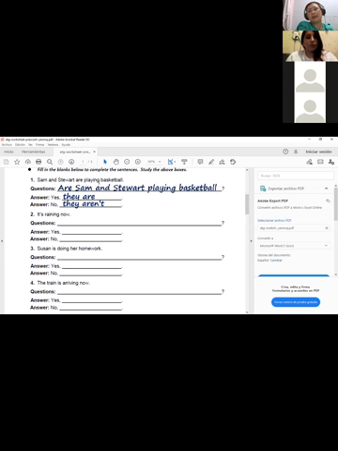Dejamos, ¿verdad? Un ratito de lado las WH questions. Ya dijimos que las WH questions son para pedir más información, pero también debemos saber que usamos el presente continuo con preguntas que no son WH questions, sino yes, no questions. For example, here, are Sam and Stuart playing basketball? In here, I just have two possible answers. Yes, they are, or no, they aren't.